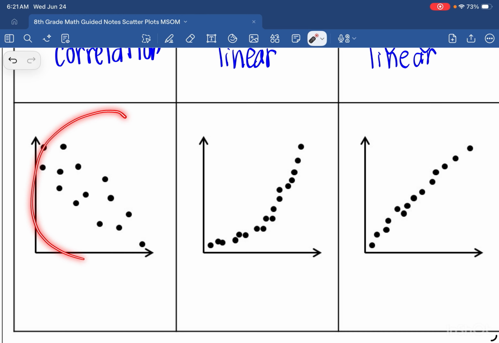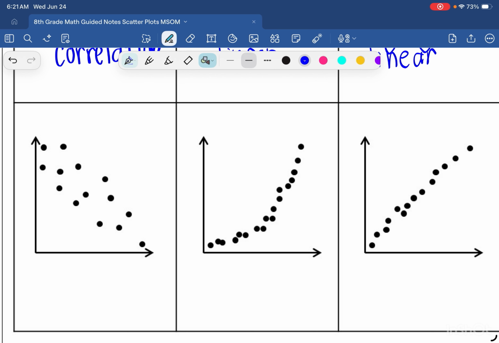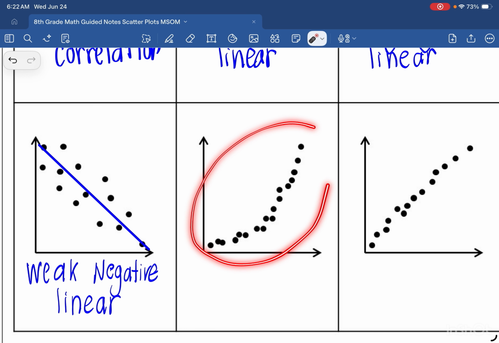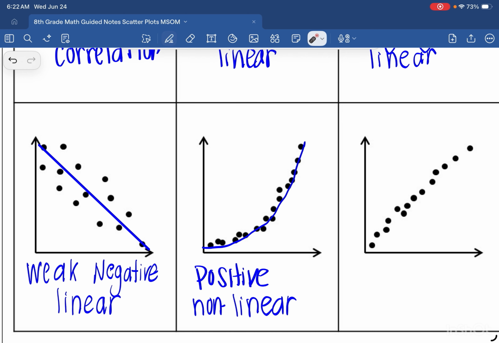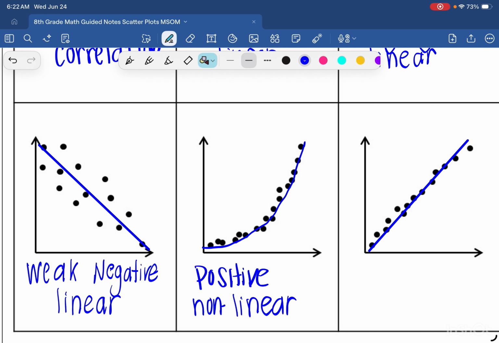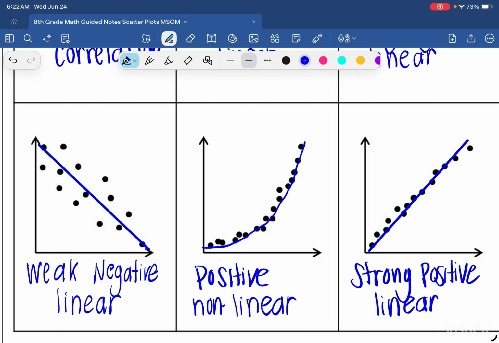The scatter plot right here, again, the points tend to be going down in a linear fashion, but they are further away from the line. So that is weak, negative, and linear. This scatter plot right here, the points tend to be going up, but appear to be in a non-linear fashion. So we're going to say positive and non-linear. This last one right here, if I draw a line, the points tend to be going up, so positive, linear, and they are close to the line. So that's going to be strong. So strong, positive, and linear.